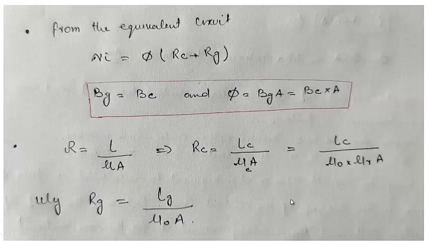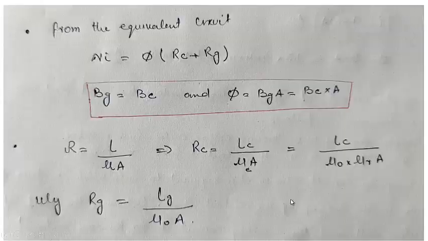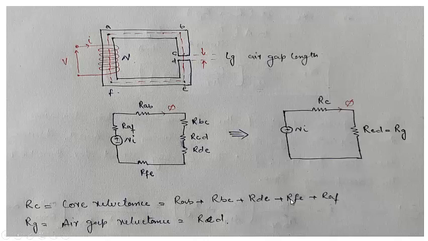So from the equivalent circuit, Ni is equal to phi, because there will be total flux phi flowing through this. This Ni will be equal to phi into Rc plus Rg. And this Bg is the magnetic flux density in the air gap, and Bc is the magnetic flux density in the core. You will see that whenever the flux line comes over here, it will directly flow through this.